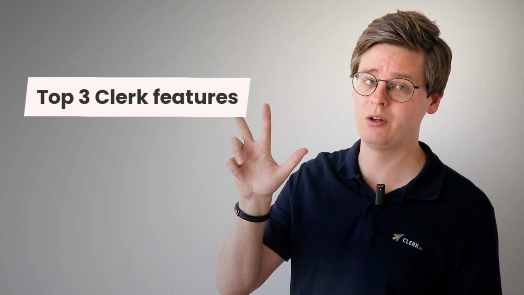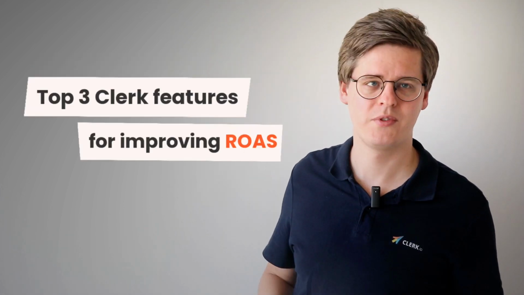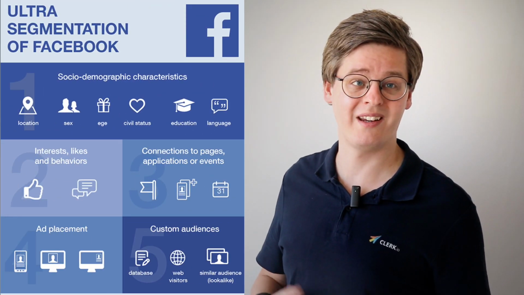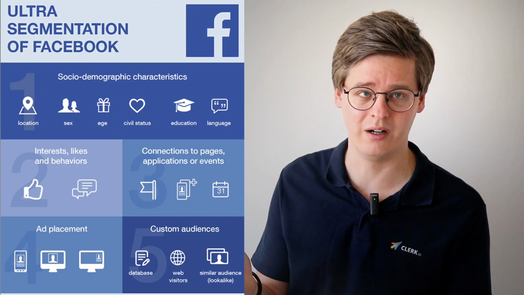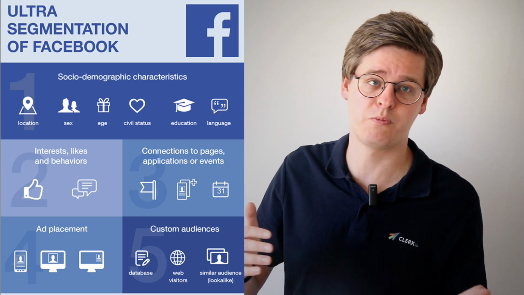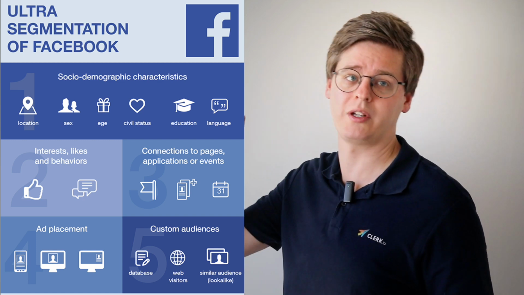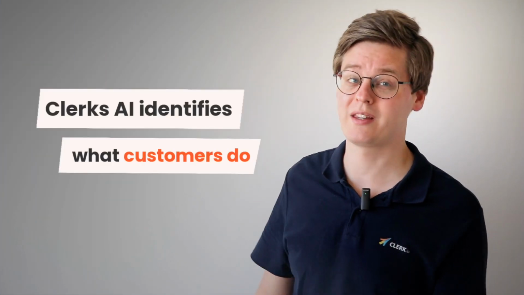Here are the top 3 Clerk features for improving ROAS. Segmentation in most ad tools like Facebook and Google often comes down to creating segments based on who customers are. For example, people from Amsterdam, aged between 20 to 35, who browse the category jeans, and so on. Clerk takes a different, more relevant approach by identifying what customers do rather than who they are.